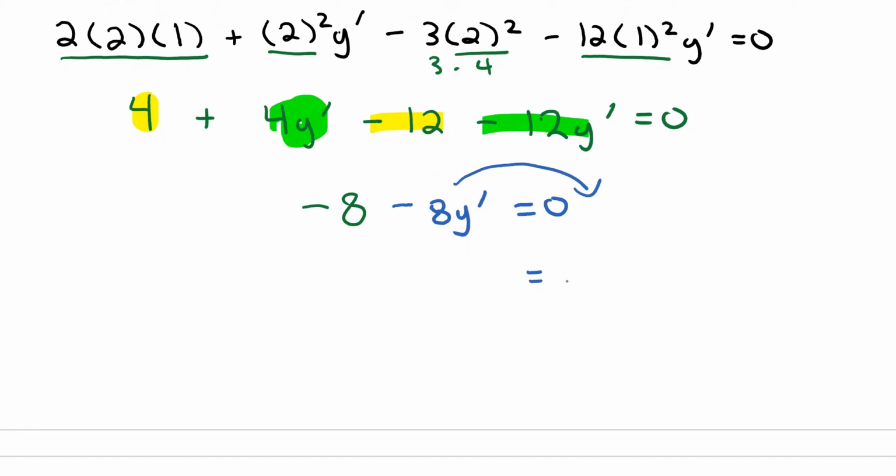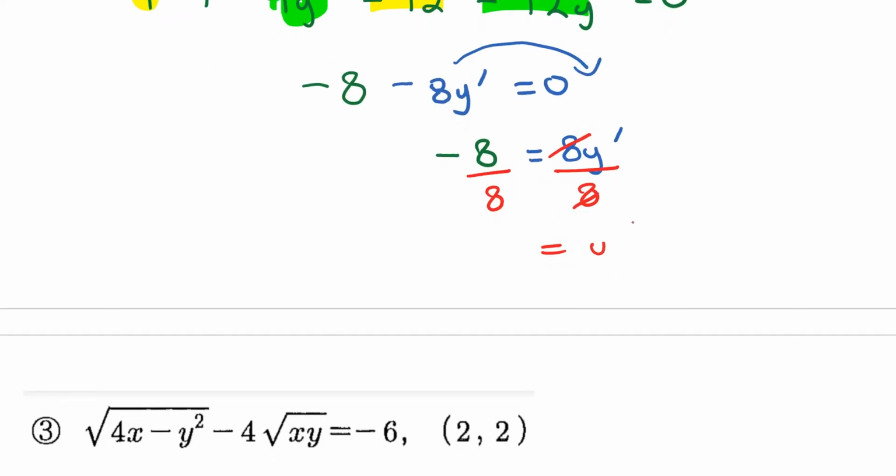And if I move that to the other side, it becomes 8y prime. And then I have just a negative 8 on the left-hand side. And then I can finish off the problem by dividing both sides of the equation by 8. And the 8's will cancel off. And now I'm given y prime equals negative 1. So negative 1 is my final answer for this problem here. Okay, that's it for that particular question. The derivative value is negative 1. All right, let's move on to question number 3 now.